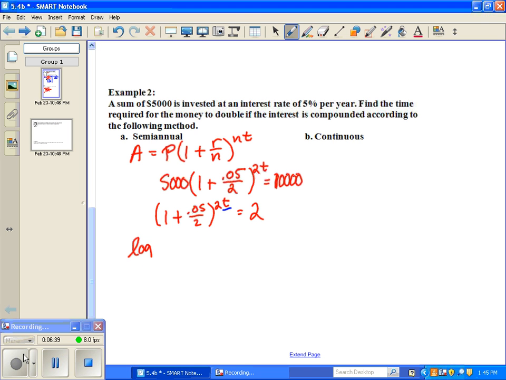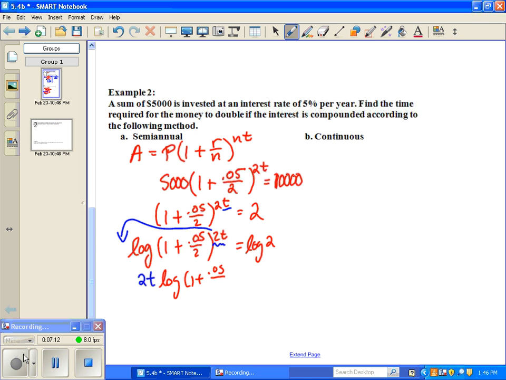Actually, let's go with the common log here. Now, one of the rules that we have learned is that we can take the exponent when we have a log, and we can put it in front of the log, so right there. So that's the rule we're going to apply here. So we're going to get 2t log of 1 plus 0.05 over 2 equals log of 2. Now both of those are base 10.